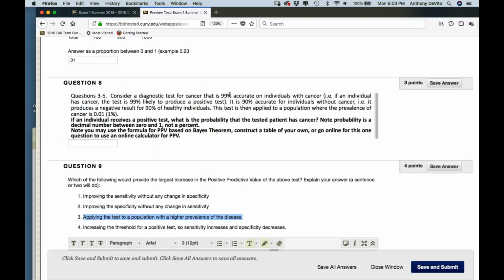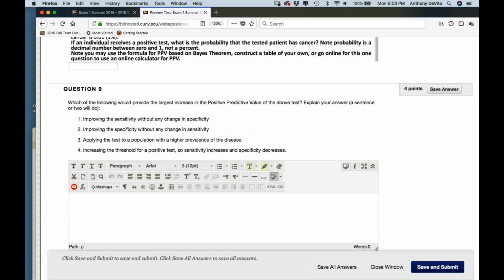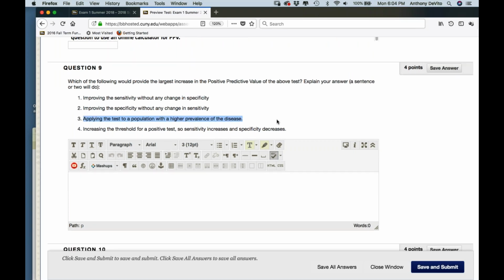In other words, since its specificity is already 90%, increasing it to even 99% is not going to have that big an impact. But if you apply it to a population where the prevalence is 30%, that's going to make a much bigger impact, right? And if the prevalence were lower, it would make the positive predictive value an even lower number. Okay, so I think most of you got the idea that we would be looking at 3.